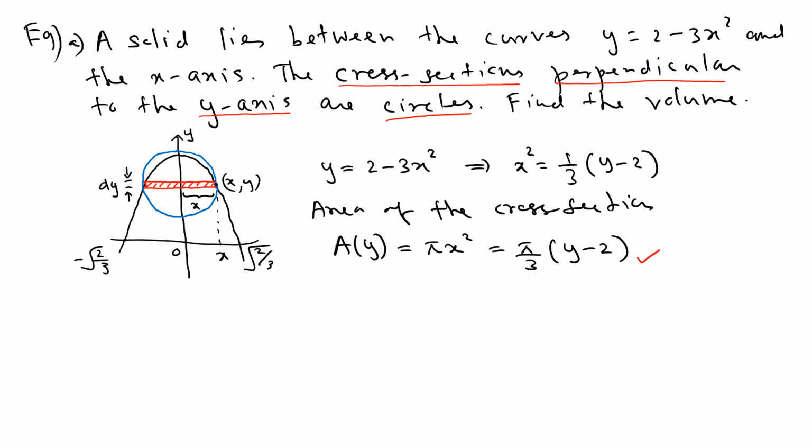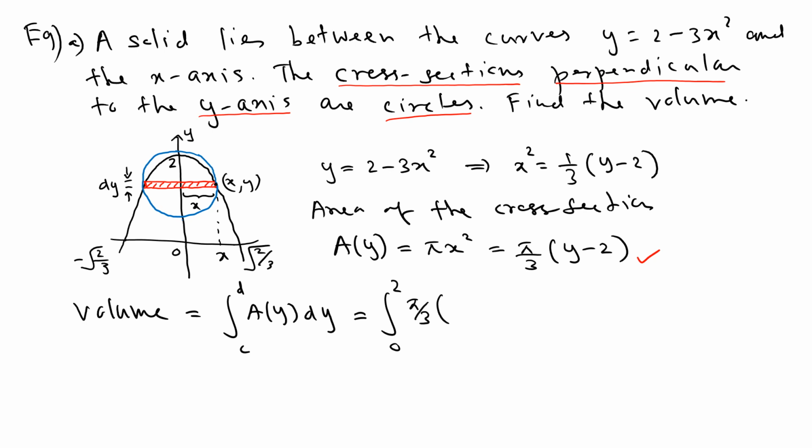So we can write the volume formula. The limits are c to d when we write it using the y coordinate, so the integral from 0 to 2 of A(y) dy. The bottom limit is 0, and the top limit is 2, because when x equals 0, y goes up to 2. Then we plug in the formula for A(y): pi over 3 times the integral of 2 minus y dy.